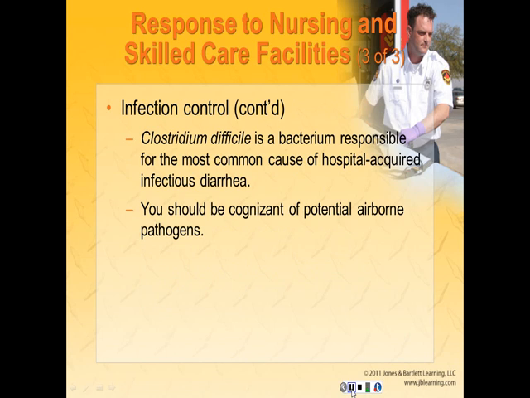C. diff, or Clostridium difficile, is a bacterium responsible for the most common cause of hospital-acquired infectious diarrhea. It is a bacterium that normally grows in the intestines, and healthcare workers may carry this bacterium and fall in contact with contaminated feces. It can also be found on environmental surfaces such as furniture, floors, toilets, sinks, and bedding. Symptoms can range from minor diarrhea to a life-threatening inflammation of the colon.